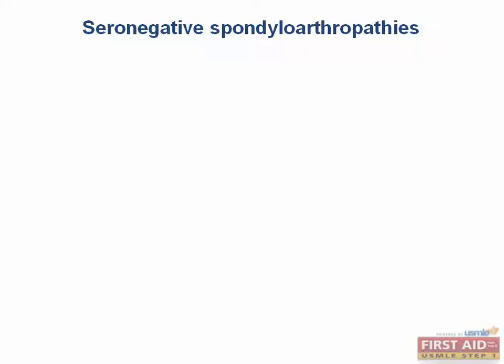Seronegative spondyloarthropathies, a long term for a somewhat straightforward set of diseases. Basically, these are a group of 4 inflammatory arthritides that affect the spine and are seronegative, that is, they have negative serologies for rheumatoid factor. More commonly, these diseases affect males. What do you need to know about the seronegative spondyloarthropathies?